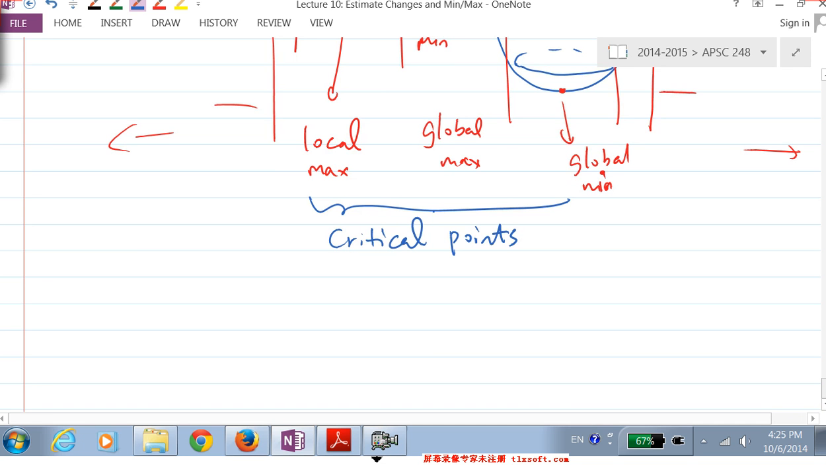So that basically brings us to the first theorem. We're going to try to find the locations of the min and the max. But the first step to find the locations of min and max is to find the critical points or the critical locations. So the first theorem is called the first derivative test.